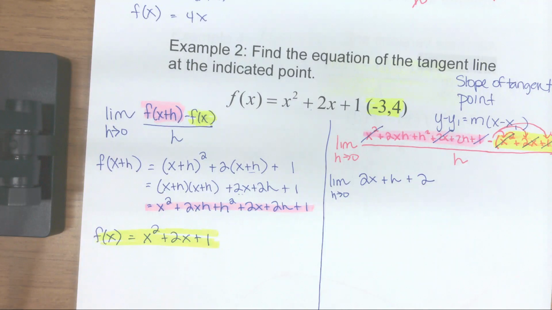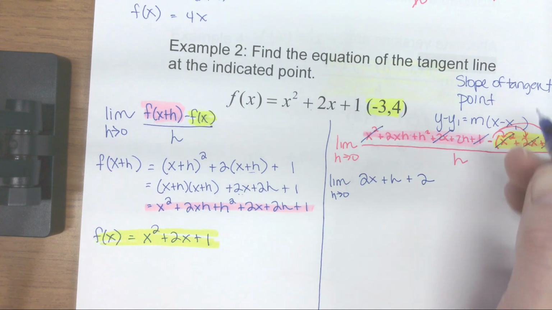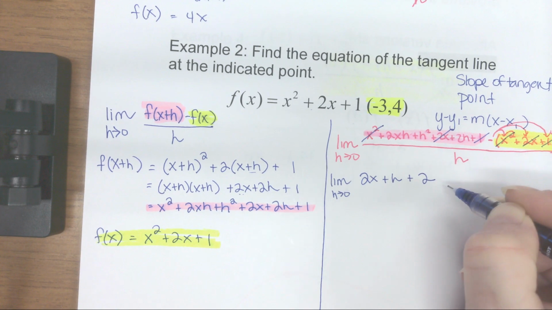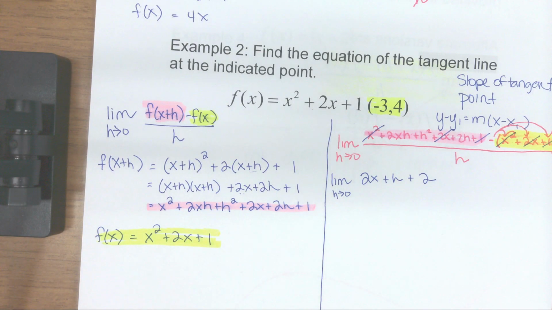Okay. So the limit as this goes to 0 is 2x plus 2, right? Are we all okay with this? Okay.